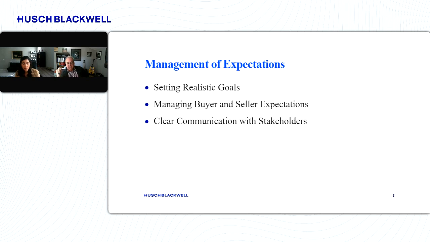And those require clear communication with the stakeholders. So the first step in managing expectations of stakeholders is to identify who they are. This can be simple.